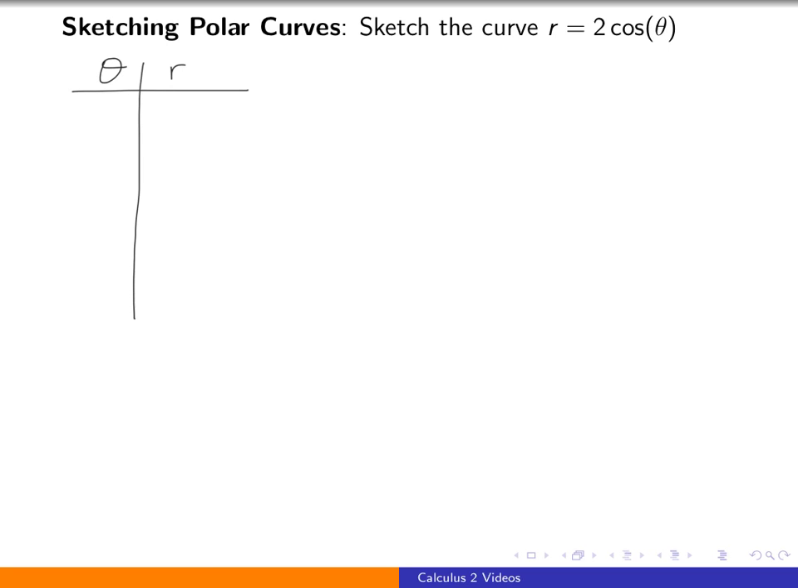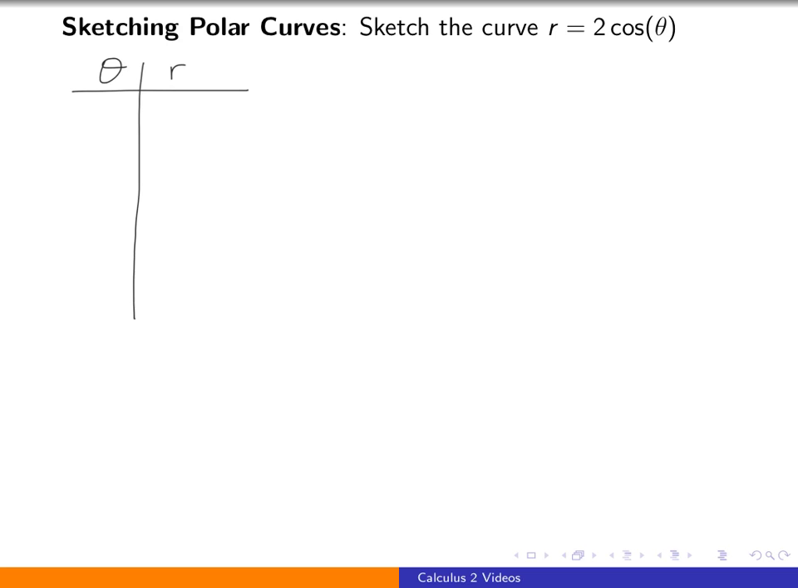In this video, we will discuss a useful technique for sketching polar curves. So if we're given a curve in this form, r equals a function of theta, how do we go about sketching it? Well, much like a parametric equation, what we can do is make a table of values. So for a theta value, what is that corresponding value of r?